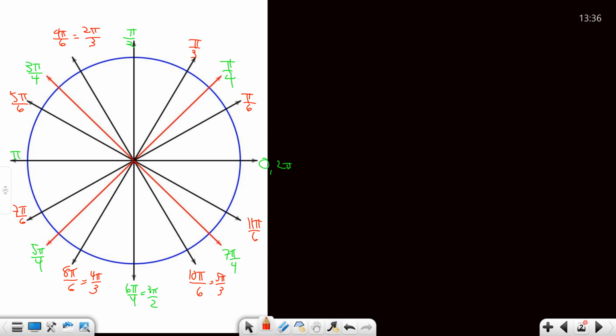That's the easy part. Are we good so far? This is easy, right? You're with me? Okay, so now I'm going to show you how I solve something like the sine of pi over 3.